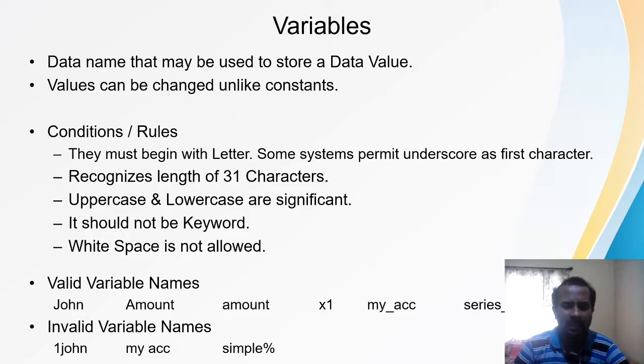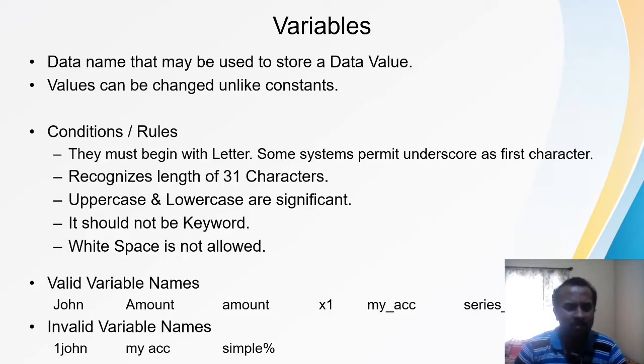Variables are the data names that may be used to store the data value. In the previous classes we used the program for calculating the simple interest. There we had terms called amount, SI that is simple interest, P that is principal, T time, and R rate, right? Amount, SI, P, T and R are used to hold some value. So those are the names that are given, data names that may be used to store the data value.